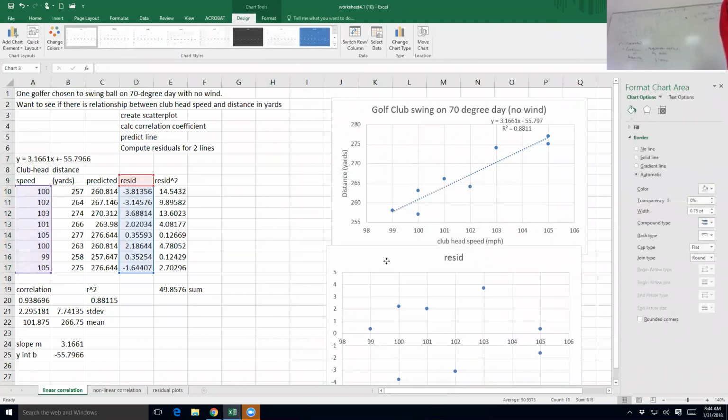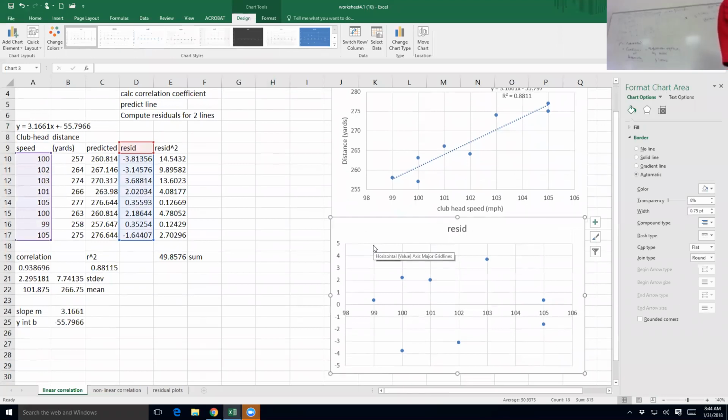Now, as you look at that, does that look like a null plot to you? Is there any pattern going on here? Okay, that's a good thing. So for a residual plot, we hope for a null plot, which indicates random error. Okay, we want random error.